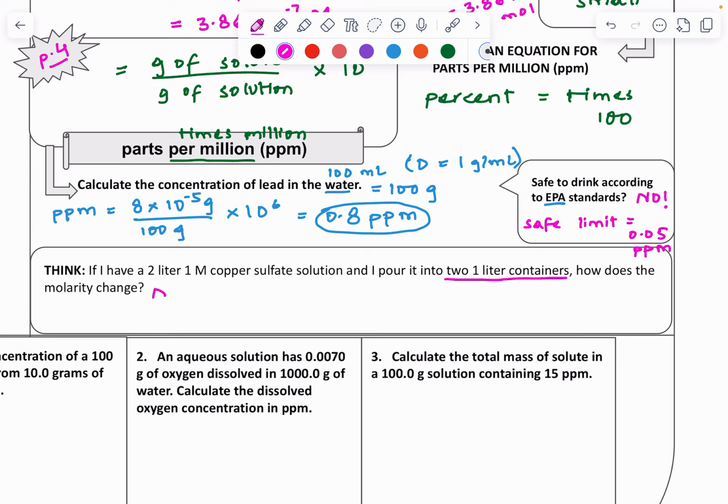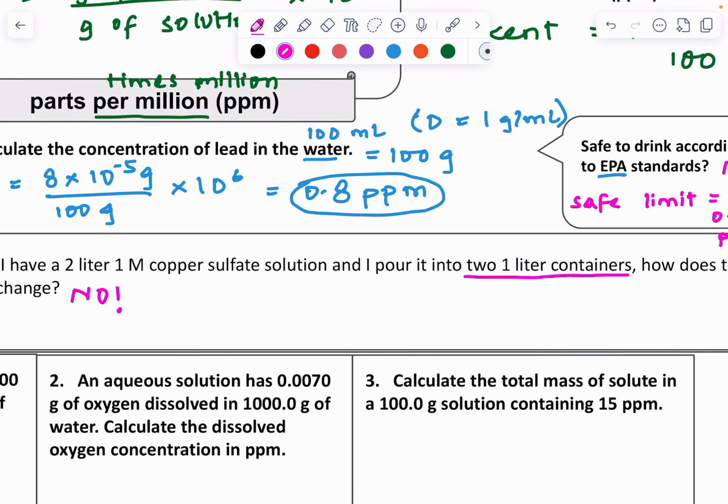The answer is it will not, because when we say that molarity is changed, that means we are changing the amount of dissolved solute, which is not what we are doing here. We still have the same amount of dissolved solute and the same amount of solvent. The only thing we are changing is the containers. So we still have a 1 molar copper sulfate solution in those 2 containers.